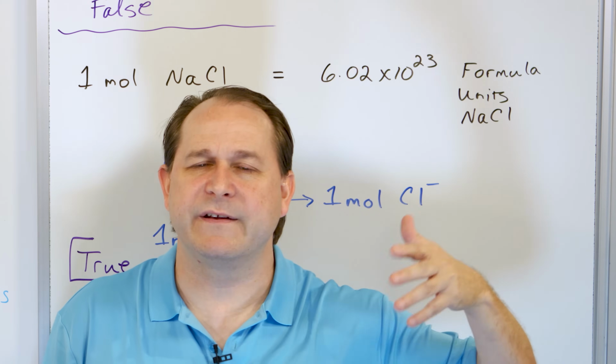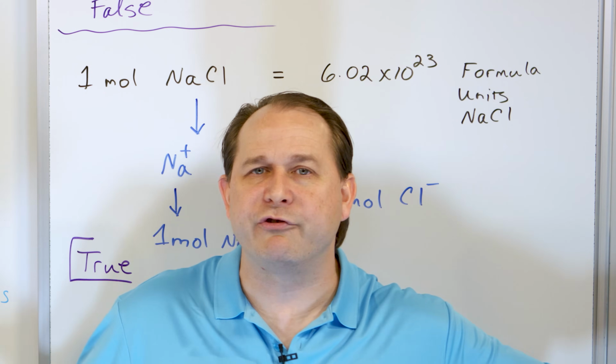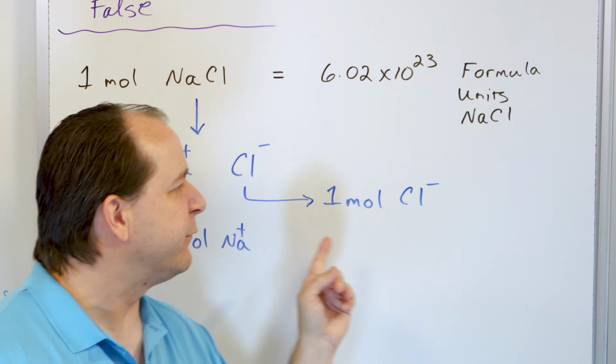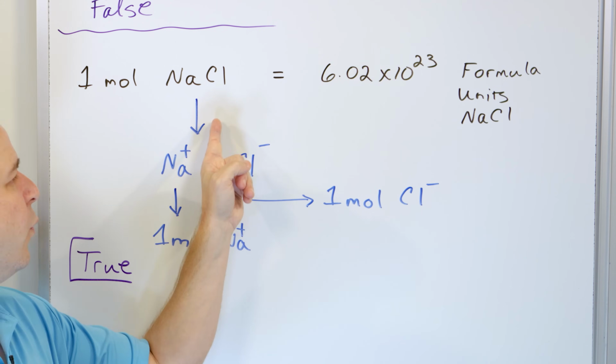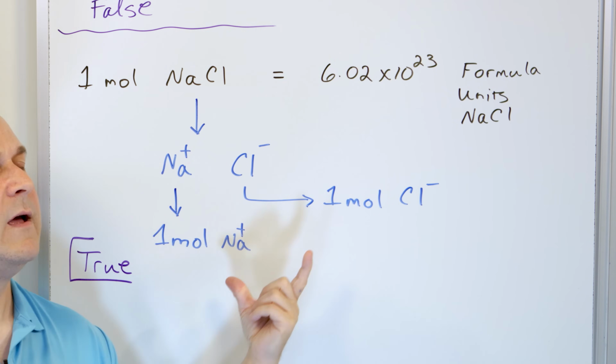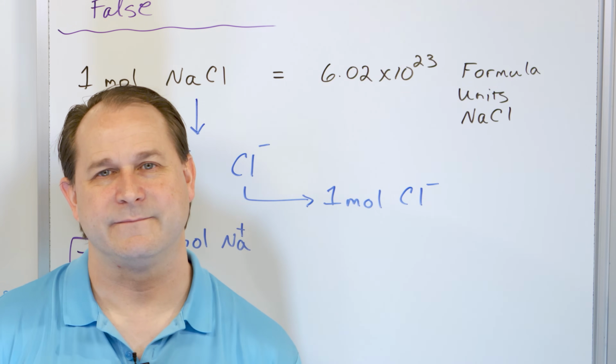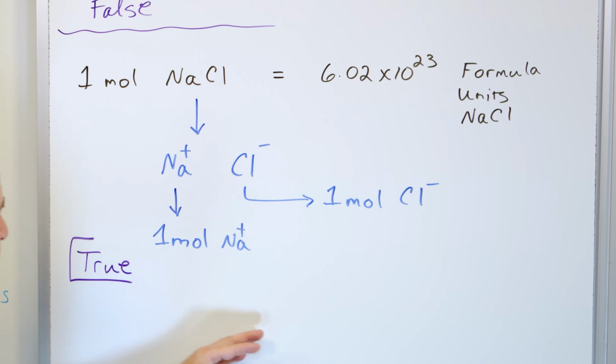You just have to get used to this idea of a mole just being a much larger grouping than a dozen. That's it. So this one is true. 1 mole of sodium ions, 1 mole of chlorine ions, 2 moles of ions altogether. All right, so we're done with that problem.